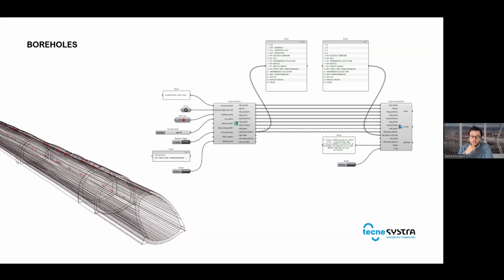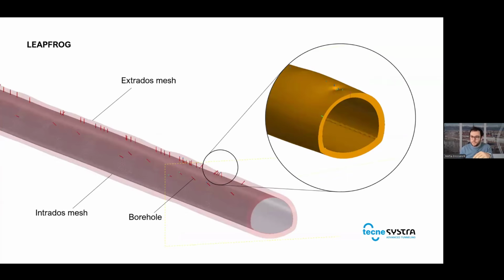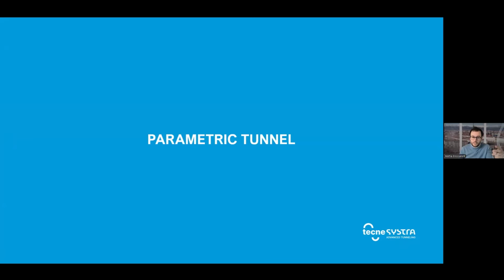the intrados of the tunnel, and then those are moved into Leapfrog, and Leapfrog is basically doing an interpolation of these points to build a rough mesh of the extrados, which then we can import back in Grasshopper. So this is the result we get. It is basically at the end a mesh for the intrados and a mesh for the extrados. So then we have these two meshes.